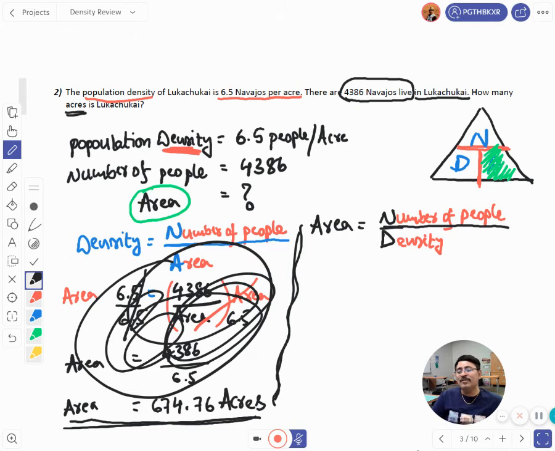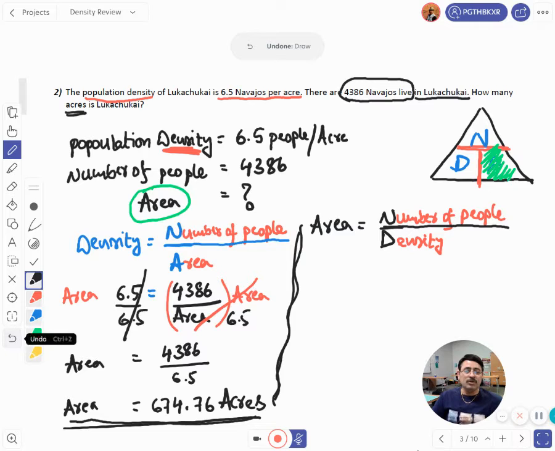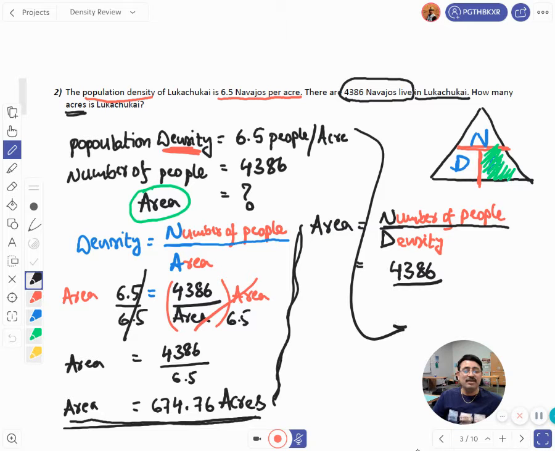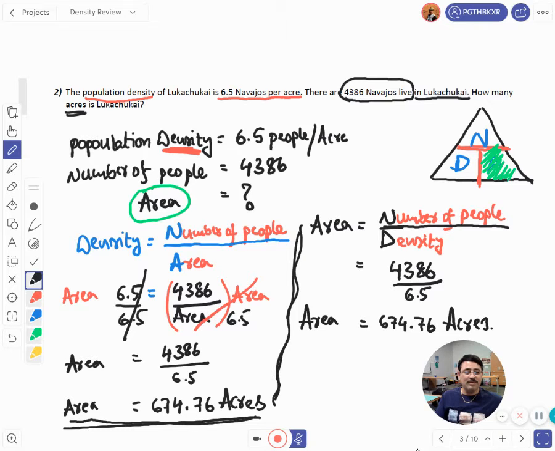So in such a case, we need not bother about the algebraic method, eliminating and all these things. We need not follow this. So simply follow the magic triangle technique. So number of people, I see that 4,386, and density is 6.5. So let me take my calculator, which is 4386. Of course, already computed earlier. So that is the same number, 674.76. This is the area, therefore, these many acres. Okay. Now, any questions, please?